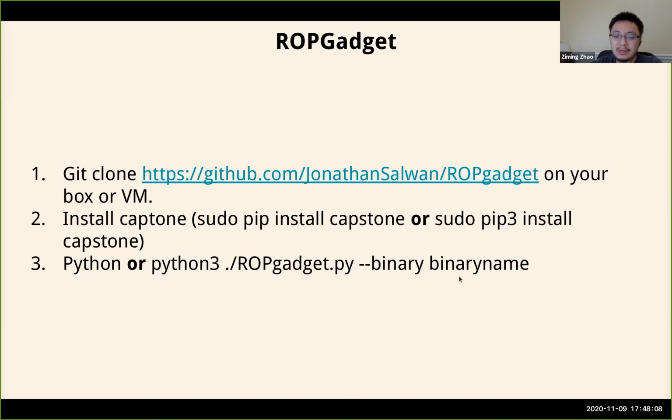Then you put a binary name there, and it will find the gadgets in that binary. Capstone is a library for all kinds of disassembly. It can disassemble all kinds of object files based on the architecture. It supports ARM and Intel x86, so it's one of the most popular programmable disassembly interfaces people use. ROPgadget is based on this. Capstone is also an open source project.